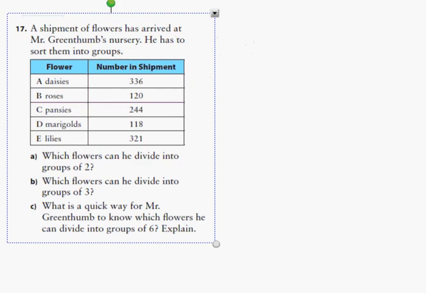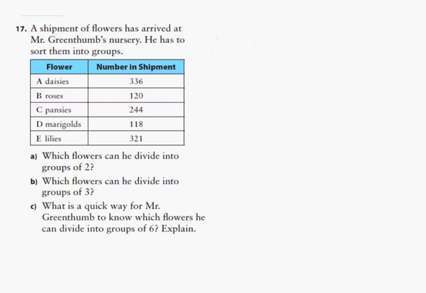Question 17 says a shipment of flowers has arrived at Mr. Green Thumb's nursery. He has to sort them into groups. So he has 336 daisies and 120 roses, etc. Which flowers can he divide into pairs and not have any leftover flowers?